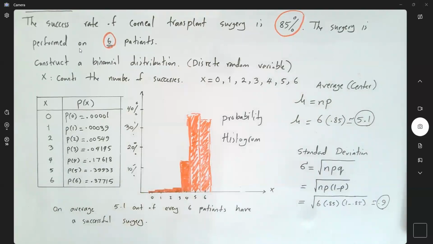The standard deviation says that, hey, most samples of six surgeries would differ from the mean by 0.9 surgeries.